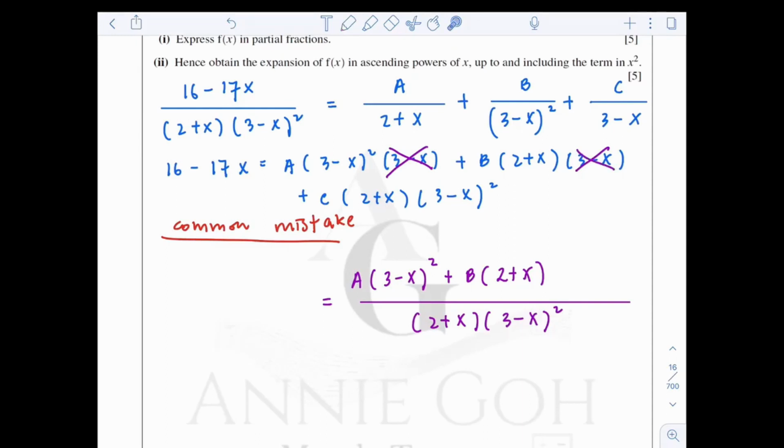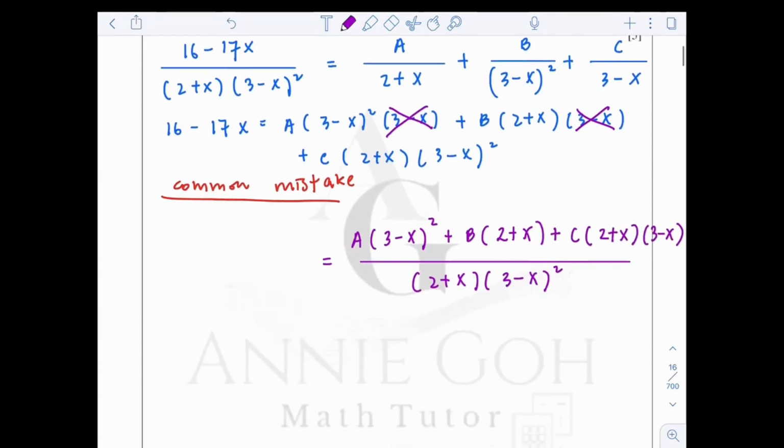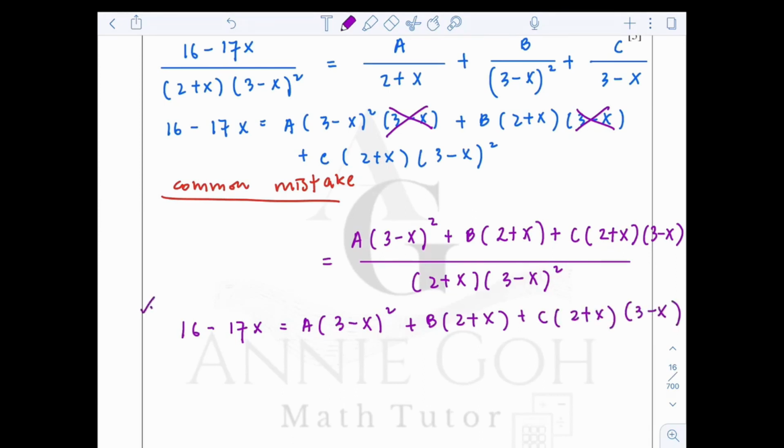As for the C, have a look at C's fraction. The bottom part we have 3 minus x, which means we need one more 3 minus x, and 2 plus x as well. So C has to multiply with 2 plus x and 3 minus x. So the actual equation is supposed to be 16 minus 17x equals A multiplied with 3 minus x squared, plus B multiplied with 2 plus x, and C multiplied with 2 plus x and 3 minus x. This is the actual equation that you're supposed to form.